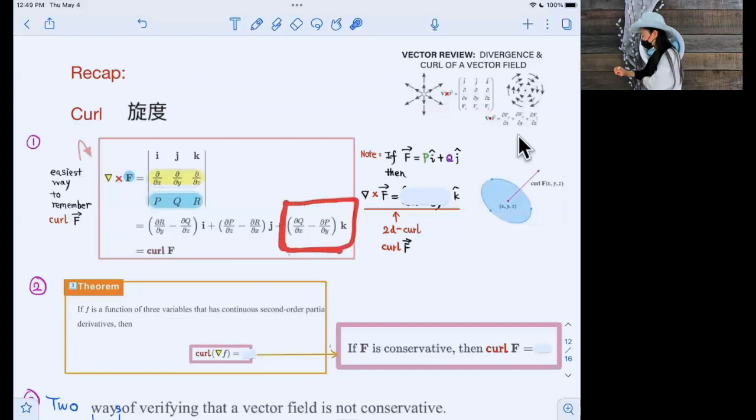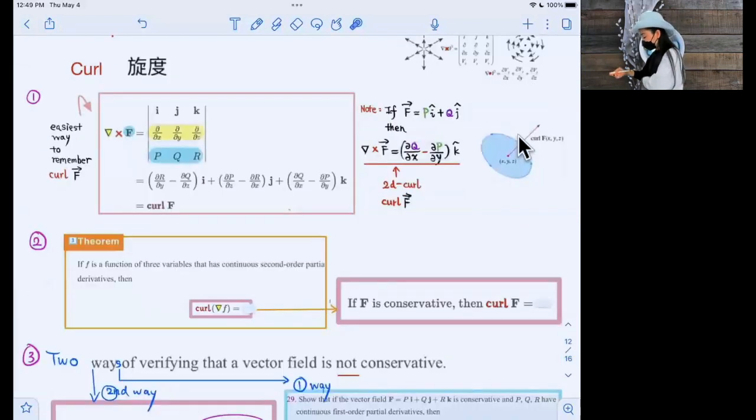It will be only this last component because these two will become 0. So it will be only this. Yes. All right. Next one, the theme.